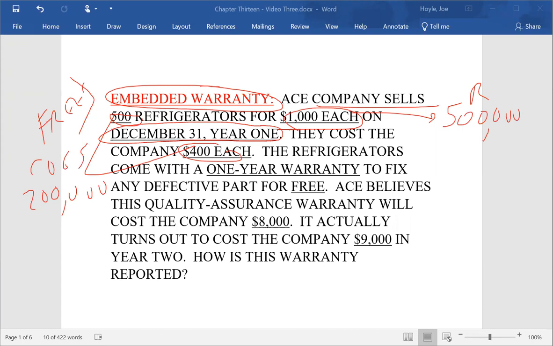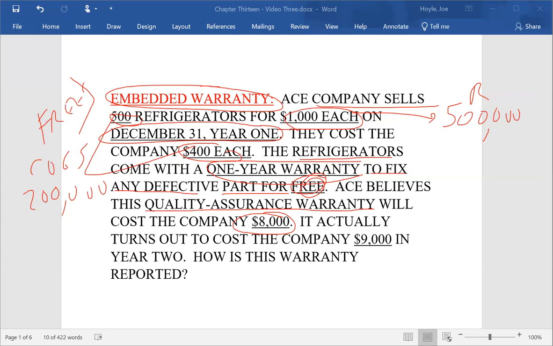So we know that part. Now, here's the part that we don't know. The refrigerators come with a 1-year warranty to fix any defective part, but it comes for free. That means that if it comes for free, we typically will call this a quality assurance warranty. That just simply means that the warranty makes sure that the customer gets in working condition what the customer thought they were buying. The company in this case believes that they're going to have to spend $8,000 to make the fixes that turn out to be necessary.